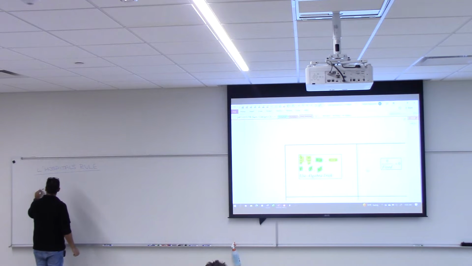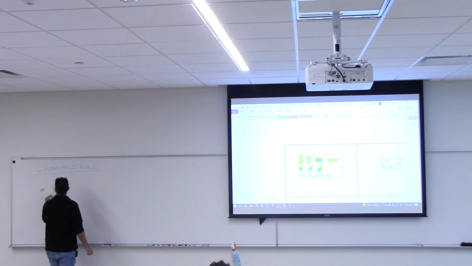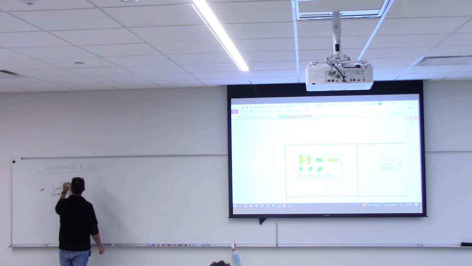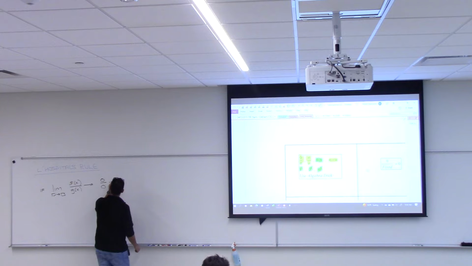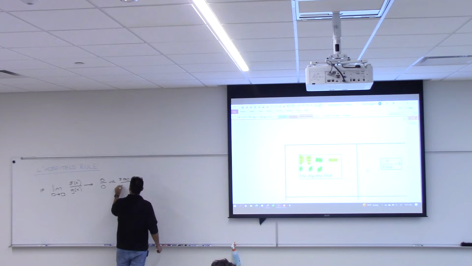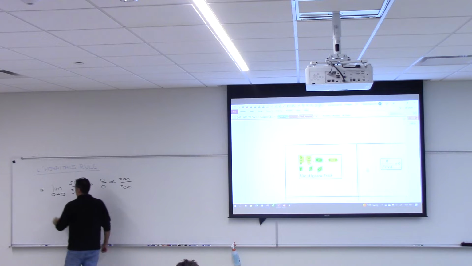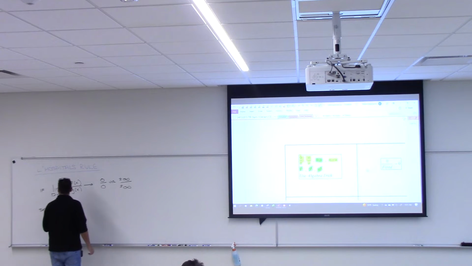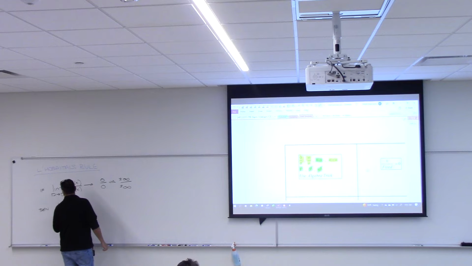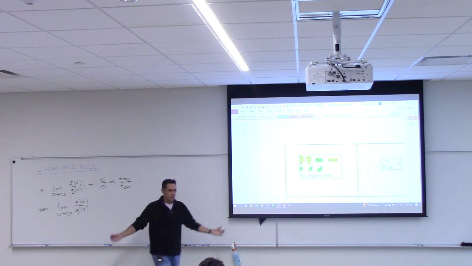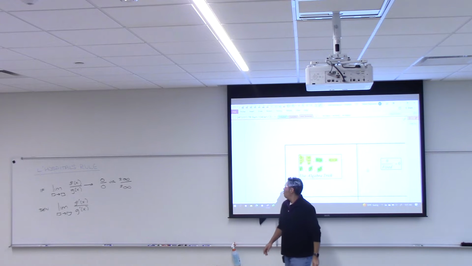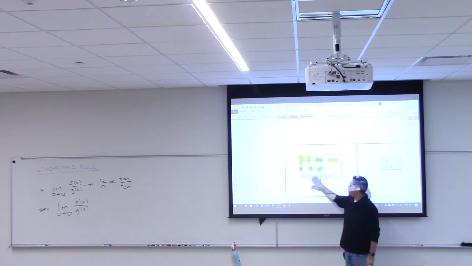So if we're taking a limit, doesn't matter what's going to what, we've got some function on top, some function on the bottom. If this goes to 0 over 0, or it goes to positive or negative infinity over positive or negative infinity, then we're going to do the limit again, but we're going to take the derivative of the top and divide it by the derivative of the bottom, and then figure out what that limit is, right? That's L'Hopital's rule.